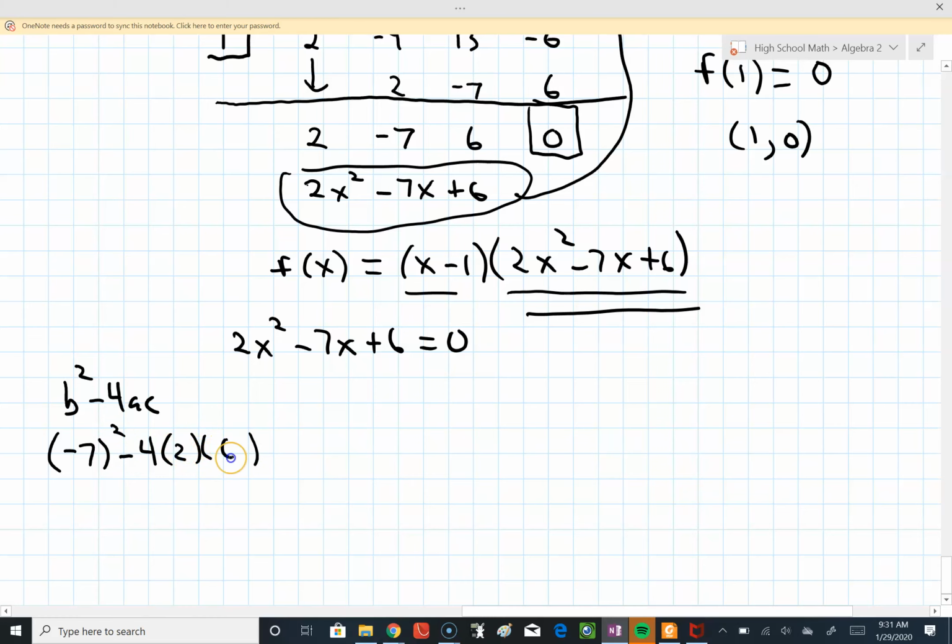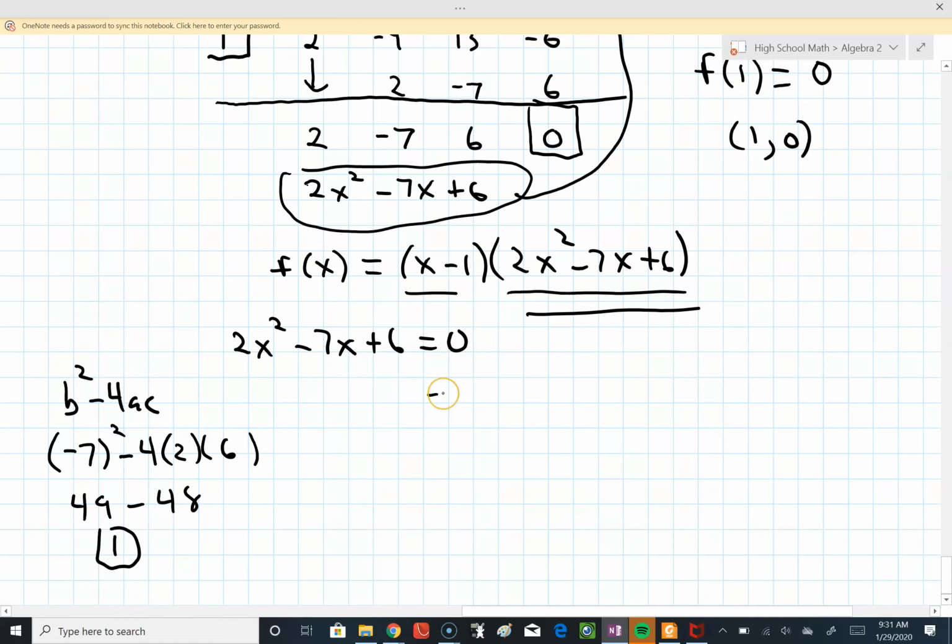Good. 7 squared. You're going to need to be able to do this by hand. 7 squared is 49. 4 times 2 is 8. 8 times 6 is 48. You got 49 minus 48. What is that? If this number is a perfect square, the original thing was factorable. We could have factored this. But we're halfway home to the quadratic formula.